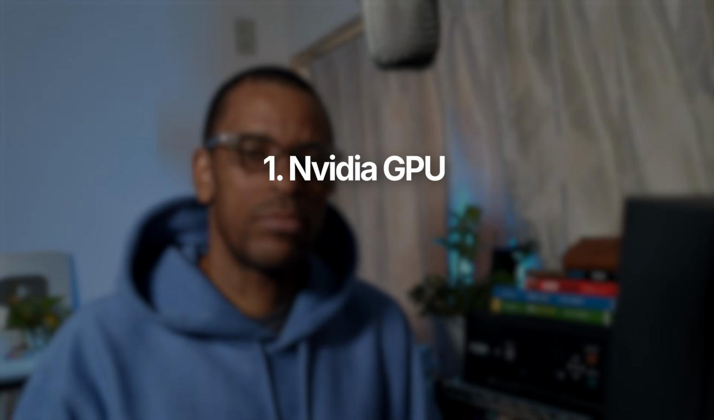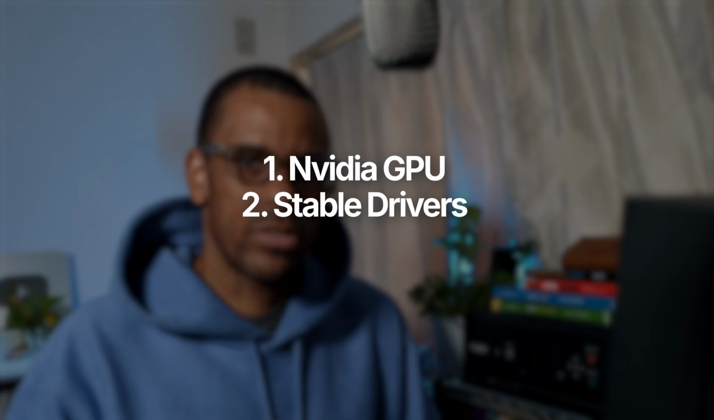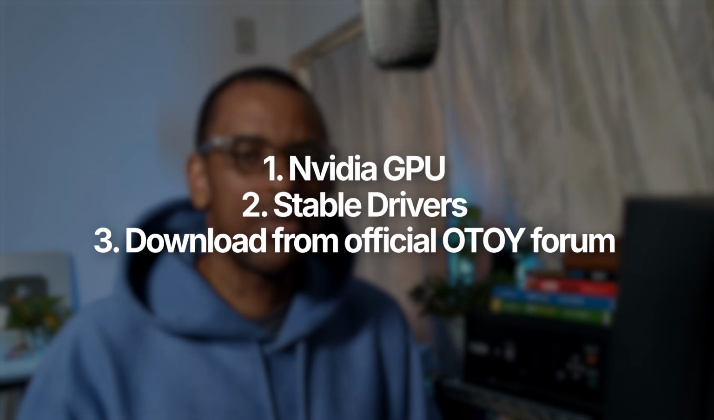So that's how you install Octane for Blender 5.0. Just remember these key things. You need an NVIDIA GPU, you need to use stable drivers, and make sure you download the build from the Otoy forum. Once those pieces are in place, getting Octane running is pretty straightforward.